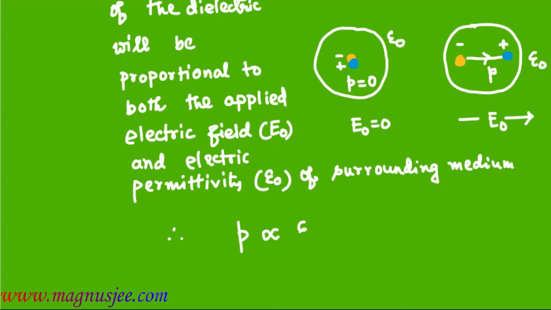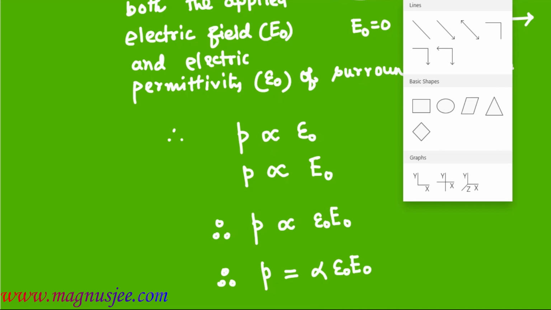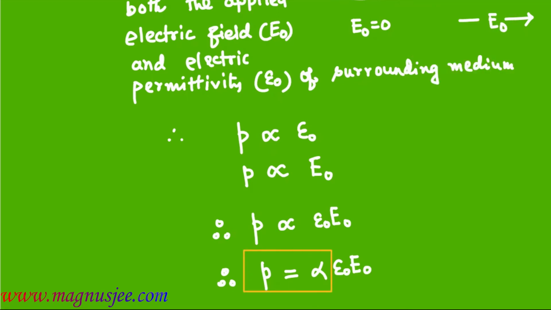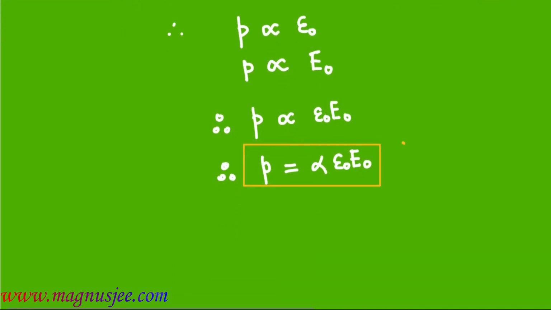Therefore, P is proportional to epsilon 0, and can also be proportional to E0. Epsilon 0 is the permittivity of free space in this case. So simultaneously we can write P proportional to epsilon 0 E0, P equal to a constant alpha epsilon 0 E0. This is the induced dipole moment, a tiny amount of induced dipole moment in each molecule of the dielectric in the presence of the electric field.